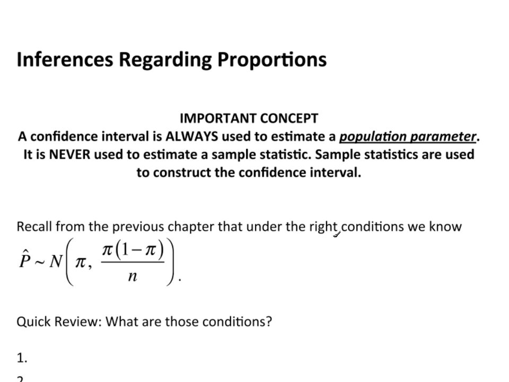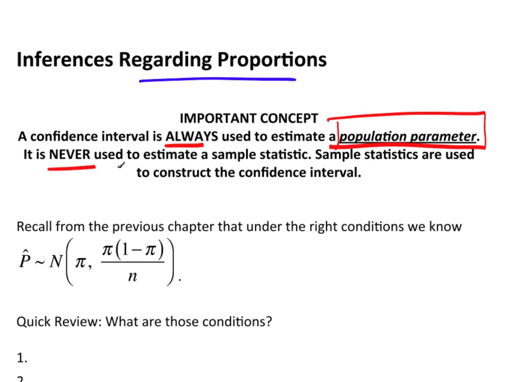Okay, so now let's take a look at specifically how to create a confidence interval for a proportion. So we're going to do these inferences, which means a confidence interval in this case, specifically for proportions. Now, extremely important concept. I said this earlier, and I'll say it again. A confidence interval is always about the population parameter. It's used to estimate the population parameter. It's never used to estimate the sample statistics. So that doesn't even make any sense when you stop and think about it.